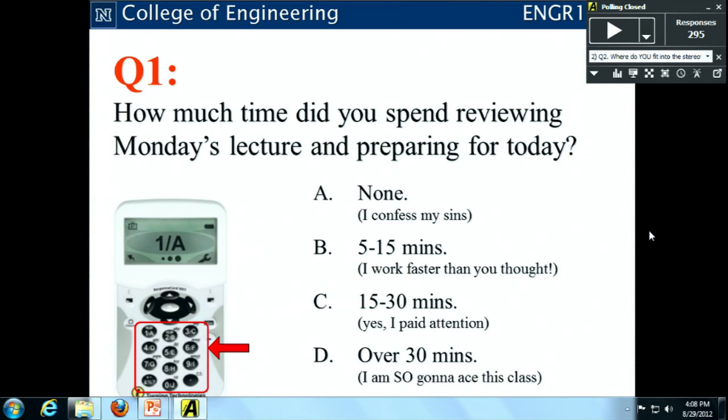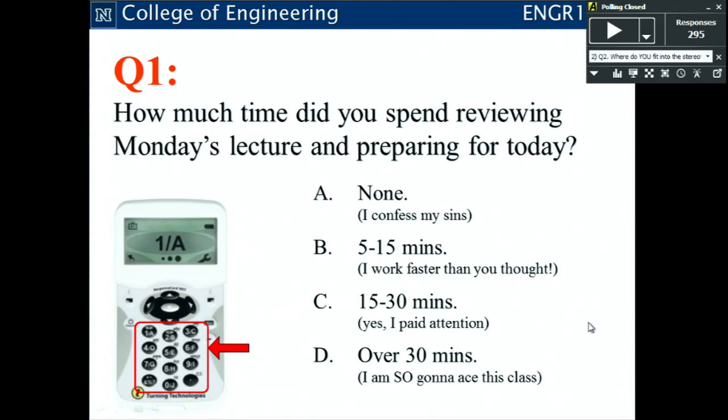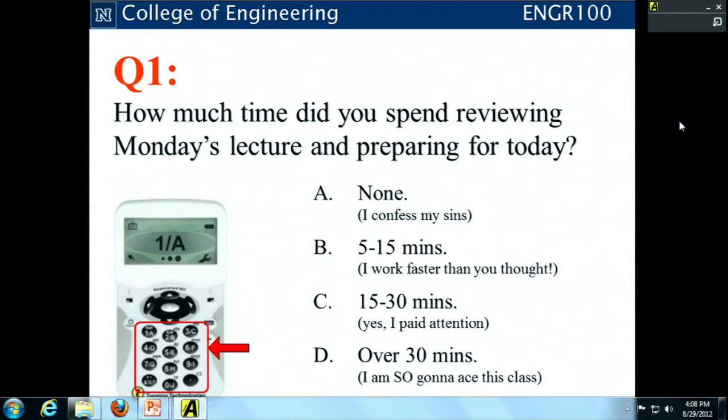Okay, we'll give the other room a second to get caught up here. That's the bad thing. I don't know whether they're actually caught up with us in the other room, so we'll improvise here.